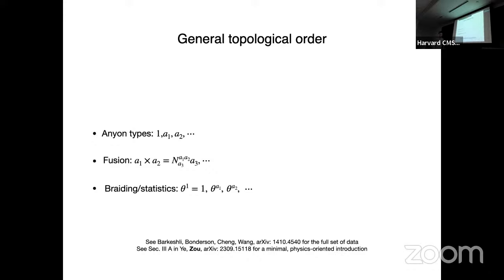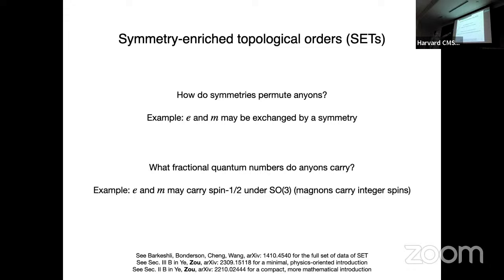So far, I haven't talked about symmetry. Now, with symmetries, topological orders are divided into different symmetry-enriched topological orders, or SETs for short. So to specify the data describing an SET, I have to specify essentially two pieces of data. Firstly, how the symmetries permute the anyons. For example, the symmetry can exchange e and m in the toric code topological order. Then after specifying that, I need to specify what kind of fractional quantum numbers those anyons carry. For example, when there is SO3 rotational symmetry, e and m may carry some spin 1/2, but the local magnons will just carry integer spins.